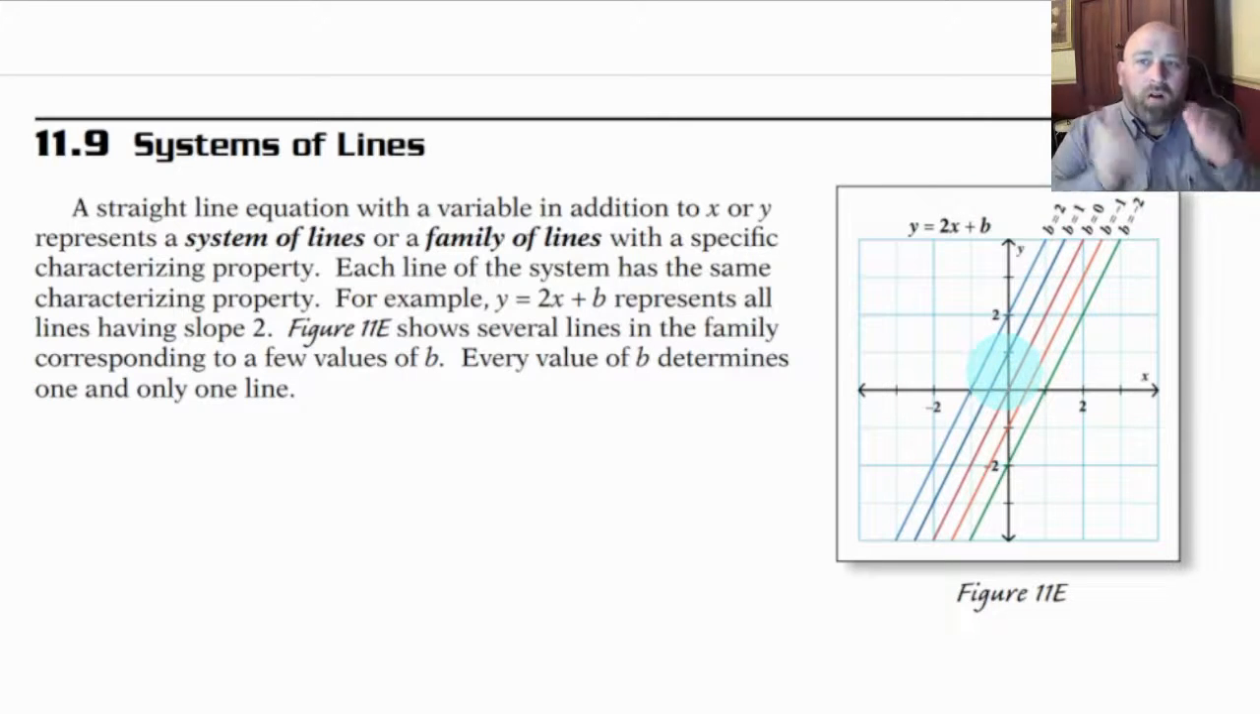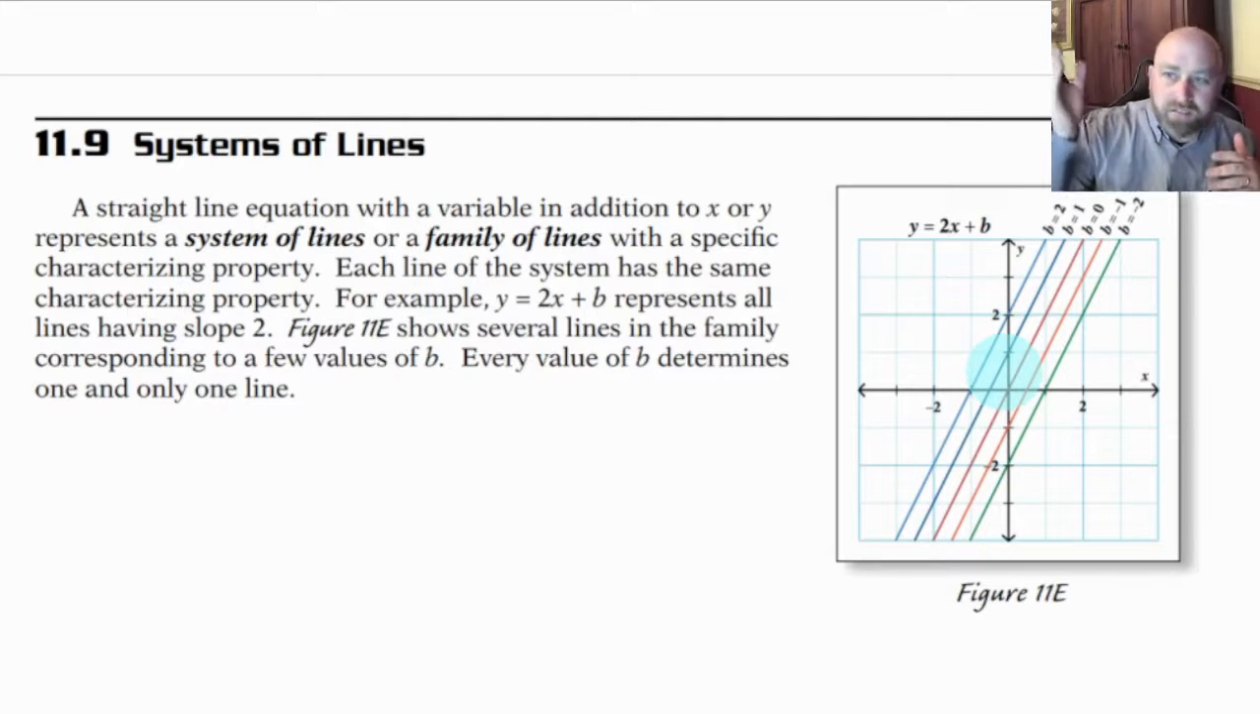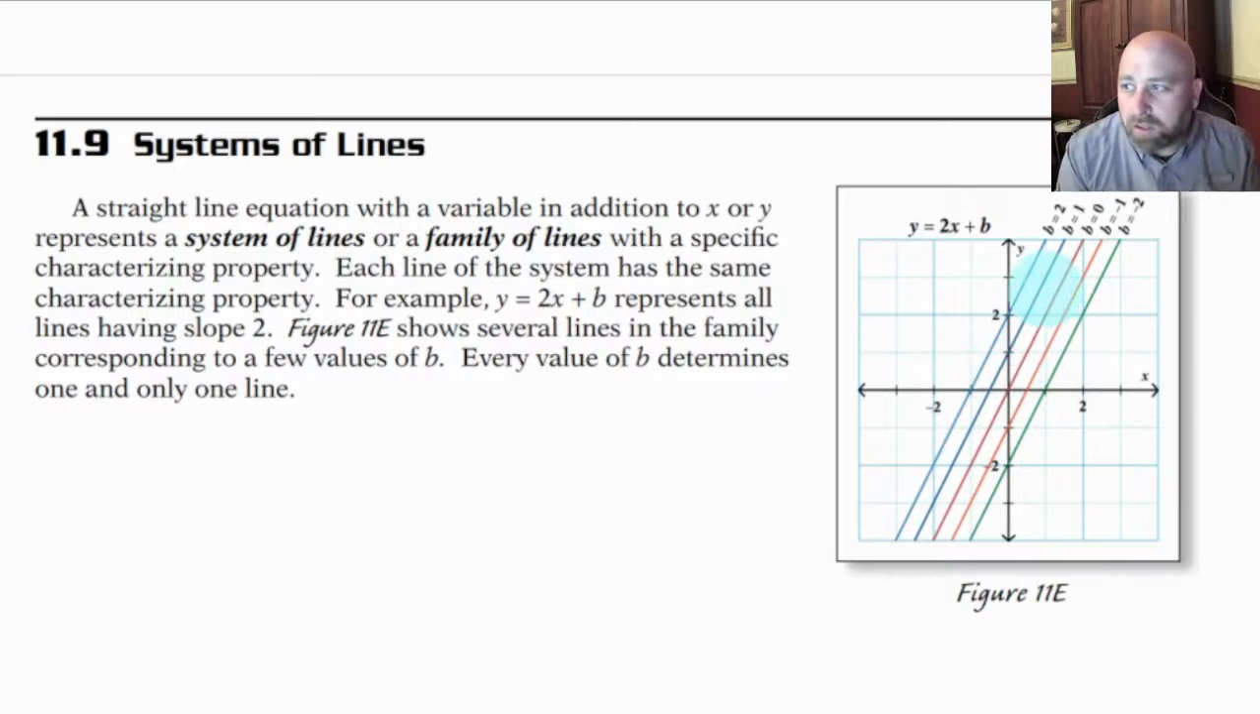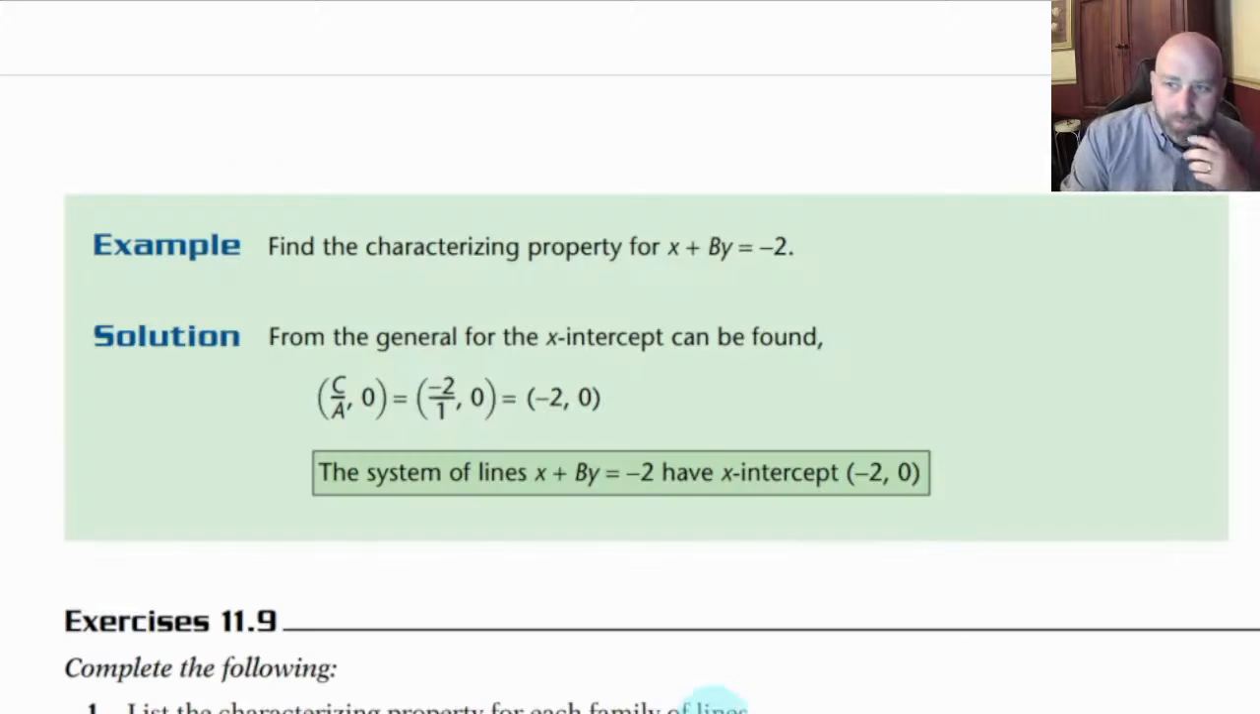Okay, and so systems of lines that are all going in the same direction are going to have some sort of constant that makes them all the same. Look at these ones. In this case, all of them are parallel, so the slope is the same in all of them. Okay, look at the next page.